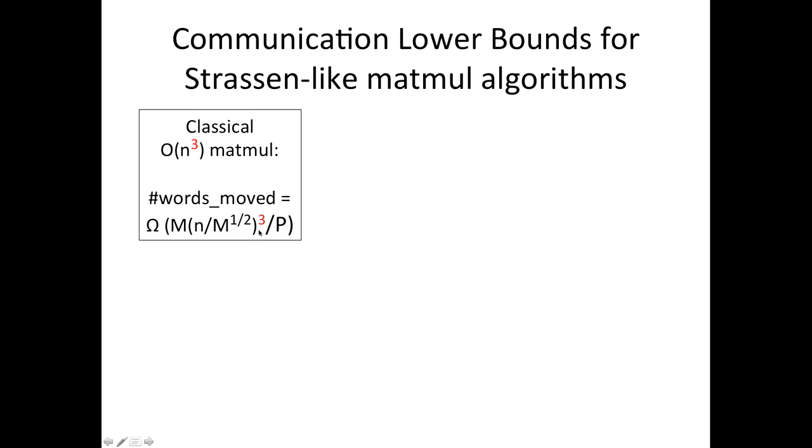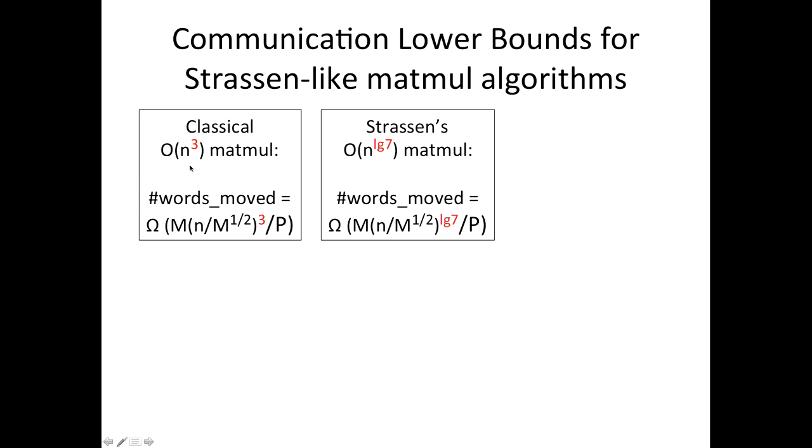So why did I write it this way? It's to make it easy to compare to Strassen. All I have to do is change 3 to log base 2 of 7. And that's how many flops I do, and that's how much communication I have to do. That's the new lower bound. So this makes the typesetting easy, but the proof is actually much harder. And I won't go into all the details. So that's what it is for Strassen's algorithm.